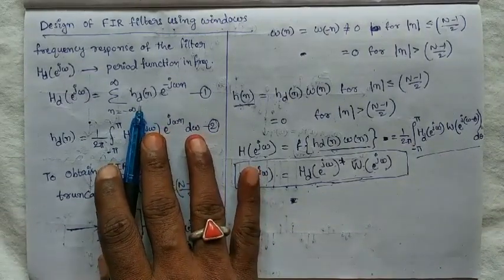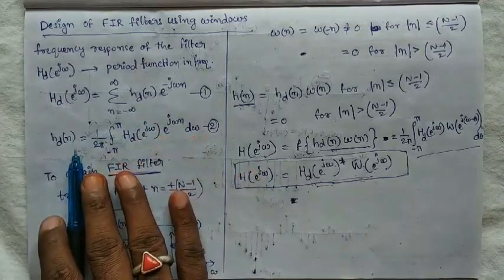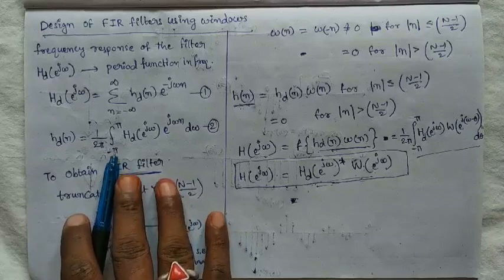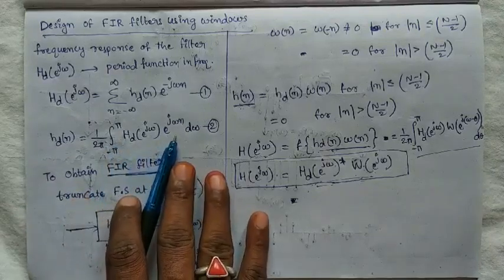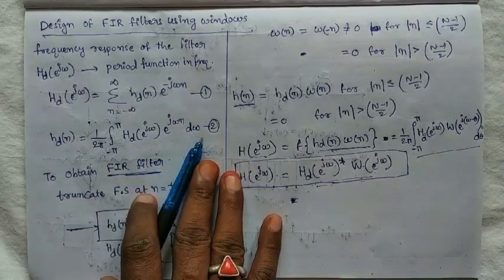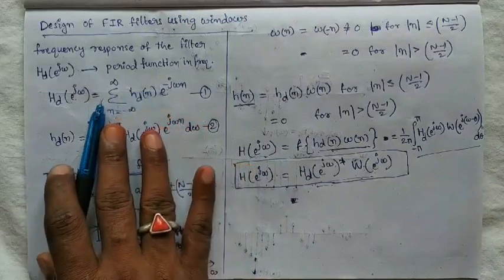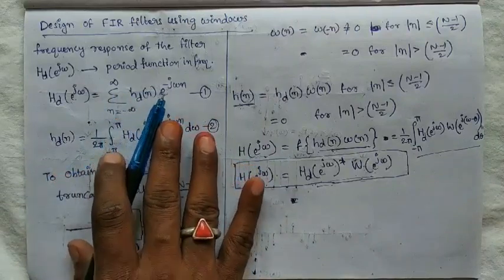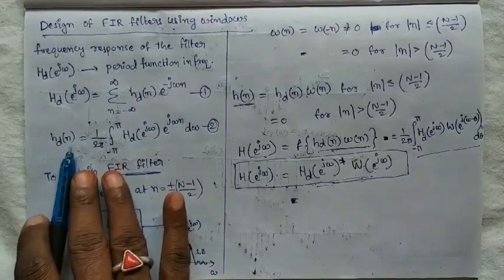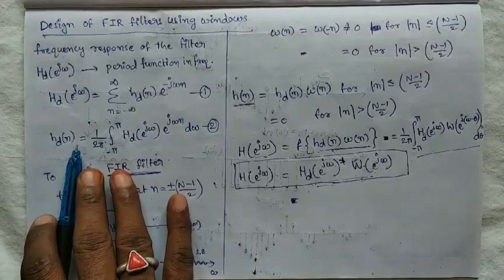How can we determine the Fourier series coefficients? By using this formula: HD of n is equal to 1 by 2 pi, integral from minus pi to pi, of HD of e power j omega into e power j omega n d omega. The filter is a non-causal filter, and its impulse response HD of n is an infinite duration sequence.